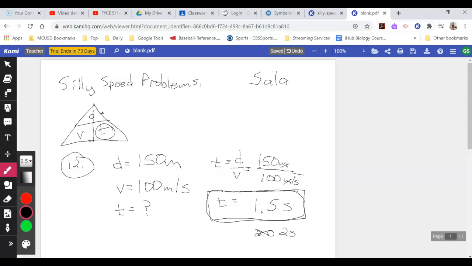Make sure, this is important, you have to have your unit. So remember, time is going to be in seconds. Velocity or speed is going to be meters per second, and any distance is going to be in meters, right? And you're going to go ahead and work through the problems.